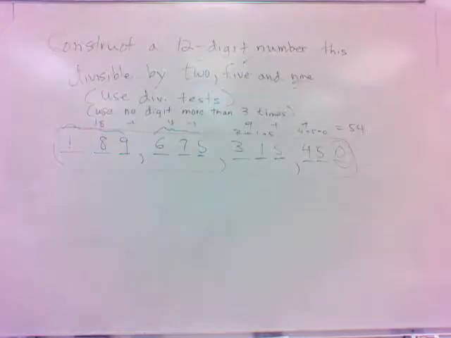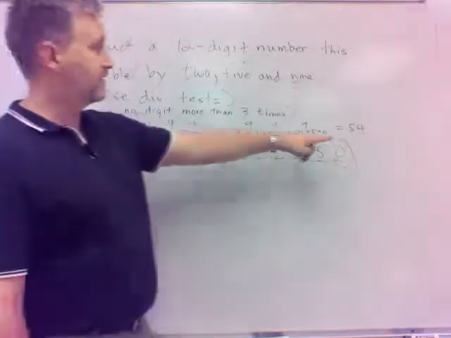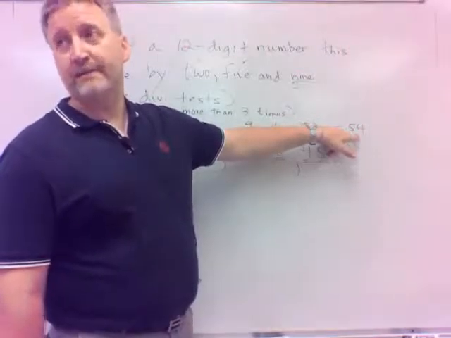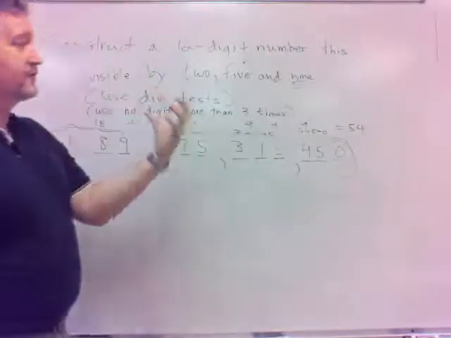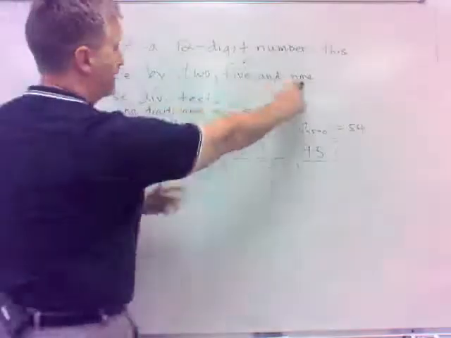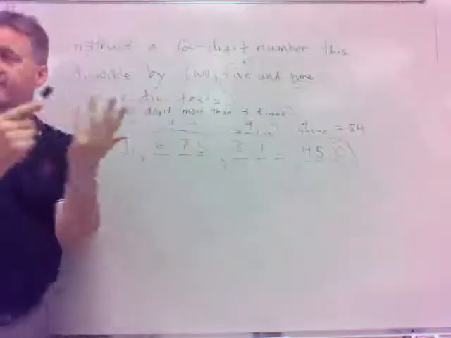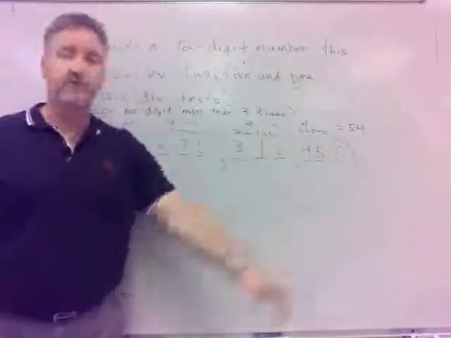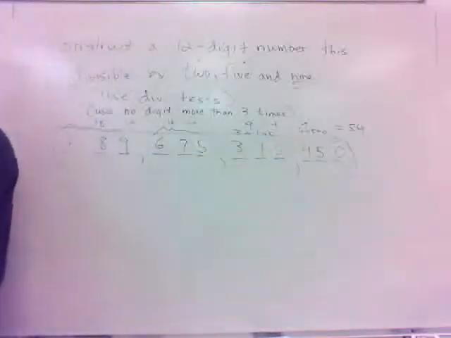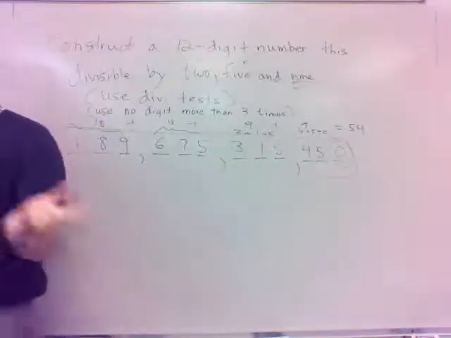So that 54 has to be divisible by 2, 5, and 9? No, just the 54 just has to be divisible by 9. Just by 9. Yeah. For the sum of the digits, just divisible by 9, because that's the test for 9. The 2 and the 5 have their own test. The 2, if it ends in a 0, 2, 4, 6, or 8, which it does end in 0. The 5, it ends in 0 or 5. That's all for those two.